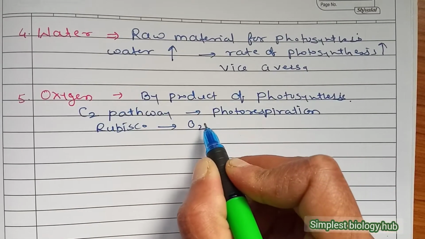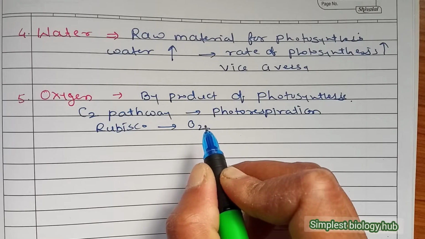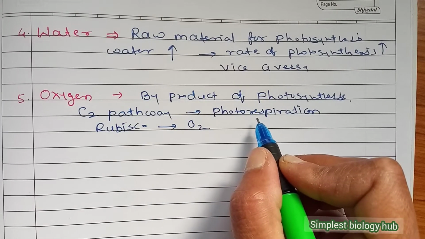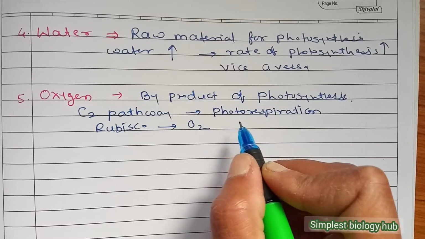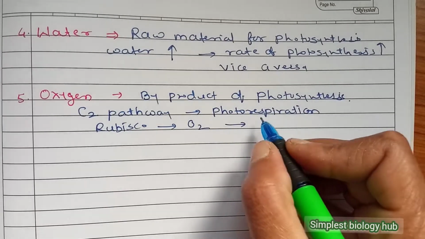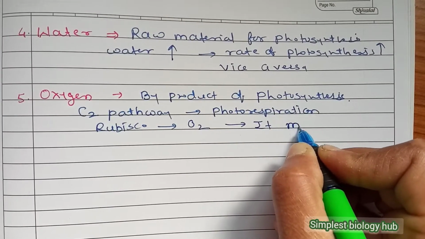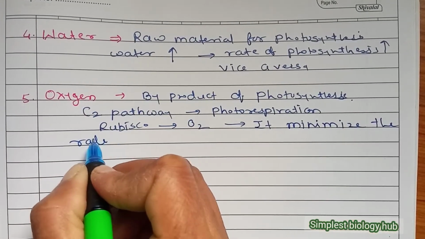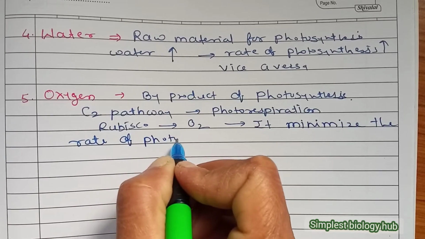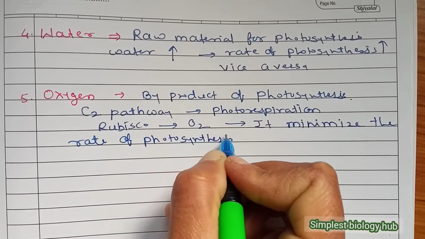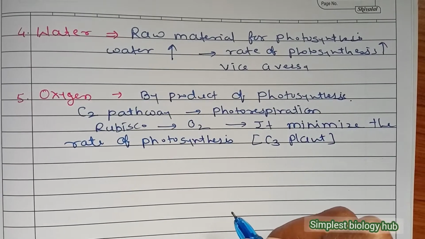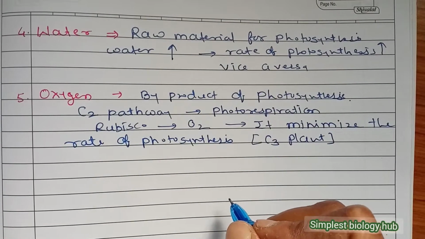That's why if the accumulation of oxygen increases inside the leaves, then photorespiration also increases, and that minimizes the rate of photosynthesis. Actually, it happens in C3 plants. In case of C4 and CAM plants, these are absent.